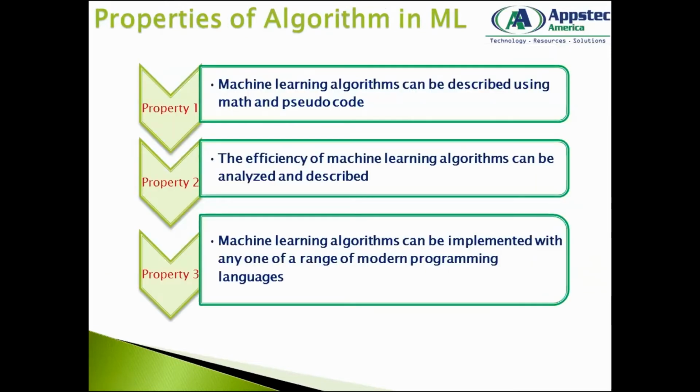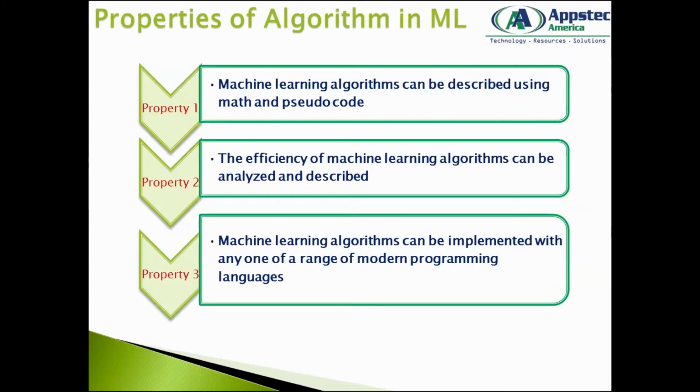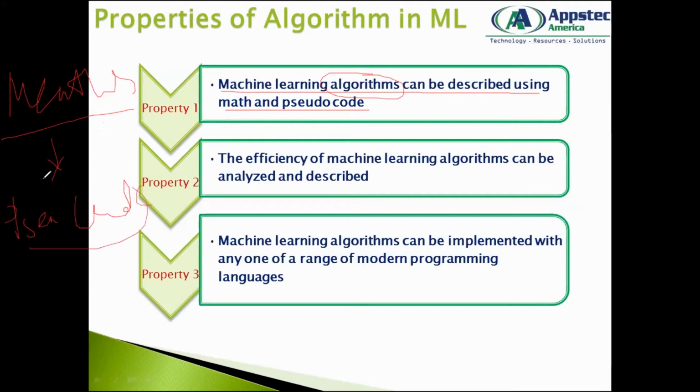Now, what are the properties that we have for all these various machine learning algorithms? What sort of properties does it carry? Okay, a machine learning algorithm can be described using math and pseudocode. So how do we define these algorithms? These algorithms are nothing but a mathematical representation and can be defined by any lines of code or pseudocode. Now, pseudocode means dummy code.